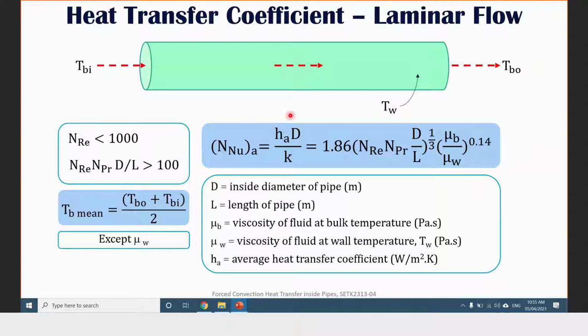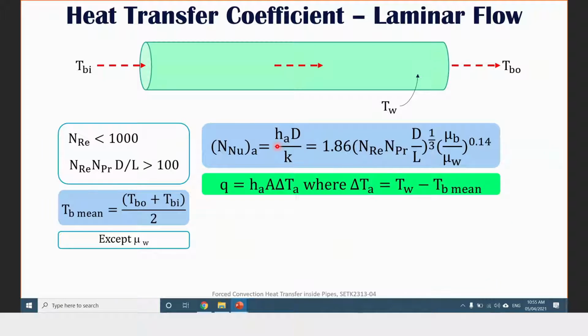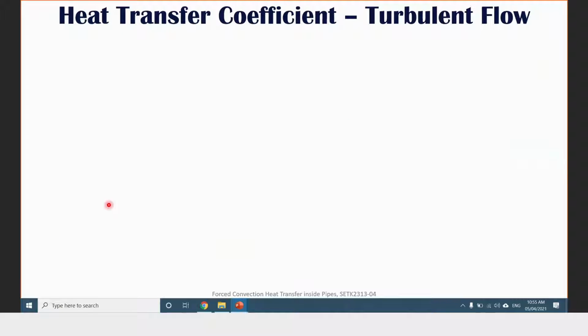Once you have the average heat transfer coefficient HA, you can use it to calculate the rate of heat transfer, which equals HA times the area of the pipe, times the average change in temperature, which is T wall minus the bulk mean temperature. So that is for laminar flow.